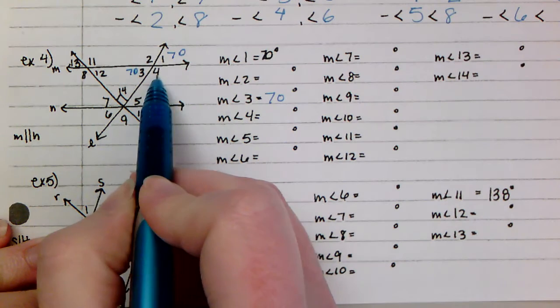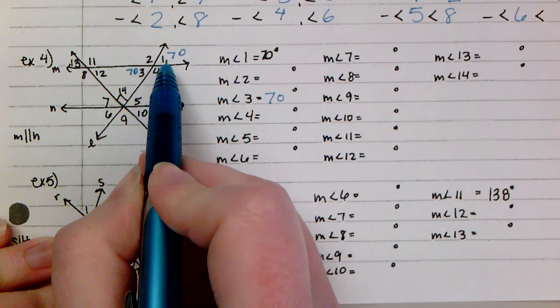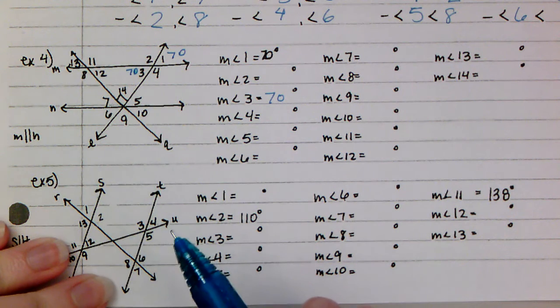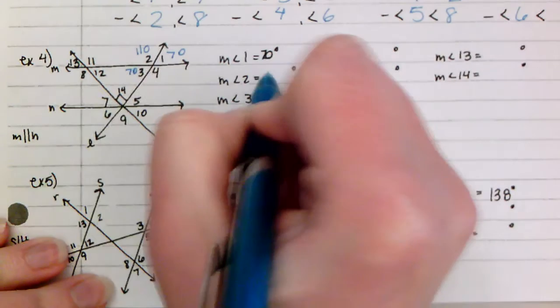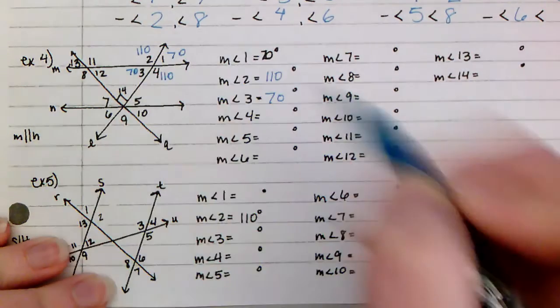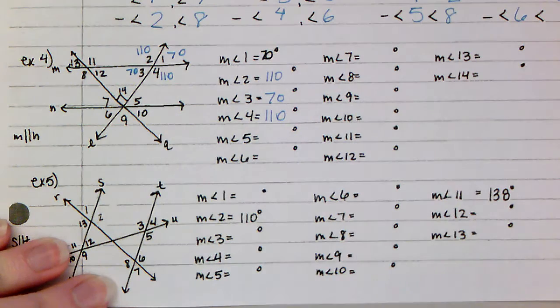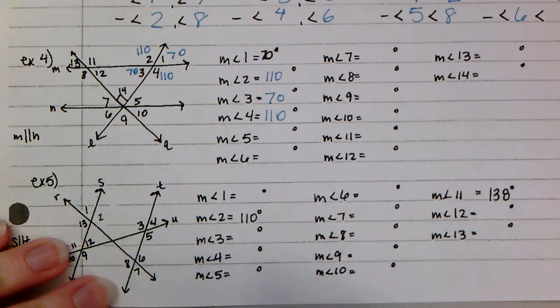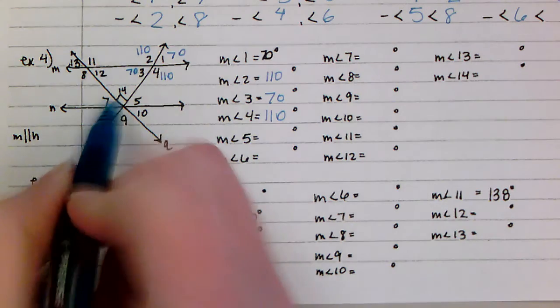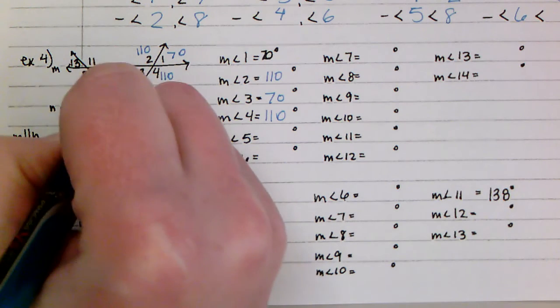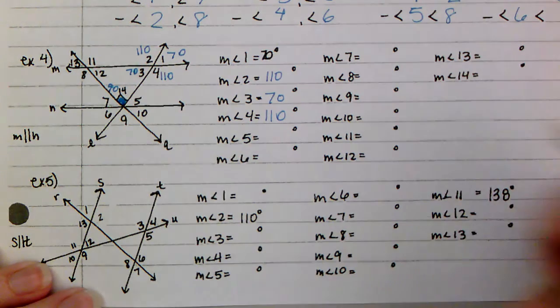I know that 4 is supplement to 1. So I can do 180 minus 70, and that will give me 110. Both 2 and 4 are 110 because they're vertical to each other. Now, if I keep going, I know that 14 here is going to be 90 degrees because of this marker right here. So I can go ahead and jot that down.